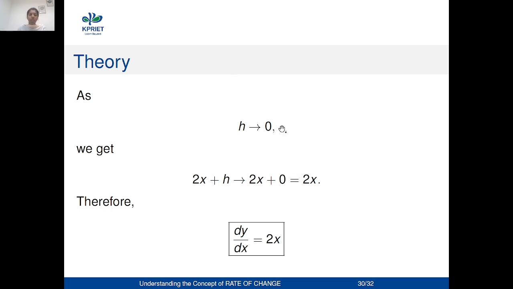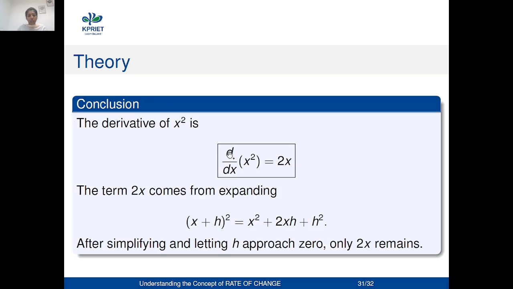That is the reason this function gets a rate of change at each point as 2 times the given point. So as a conclusion, the derivative of the function x square is 2x.